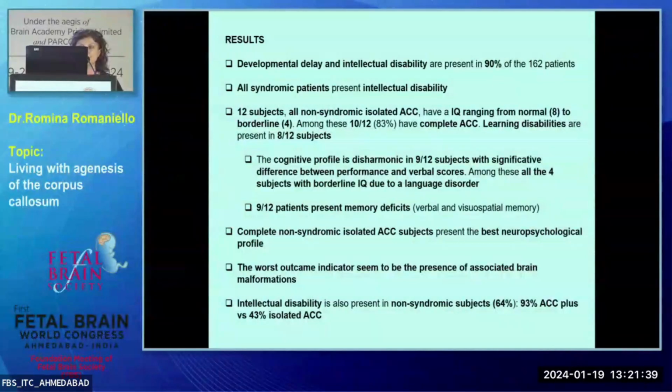The cognitive profile is disharmonic in 9 of the subjects, with significant difference between performance and verbal scores. Among these, all 4 subjects with borderline IQ have a language disorder. 9 of these 12 patients present memory deficits, verbal and visuospatial memory. Complete non-syndromic isolated ACC subjects present the best neuropsychological profile. The worst outcome indicator seems to be the presence of associated brain malformation, and intellectual disability is also present in non-syndromic subjects, 64%: 93% ACC plus versus 43% isolated ACC.